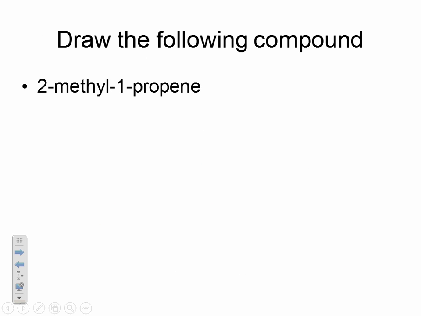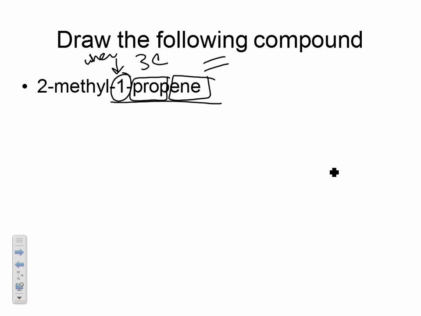And then one example with drawing with substituents, 2-methyl-1-propene. Whenever you're asked to draw, start at the end. I'm going to worry about the substituents later. I'm going to start at the end. So looking at the end of this, prop means 3 carbons. Ene means double bond. This is telling me where the double bond is. So I'm going to draw 1, 2, 3 carbons with the double bond between the number 1 and the number 2 carbon. Right? So that takes care of the 1-propene.